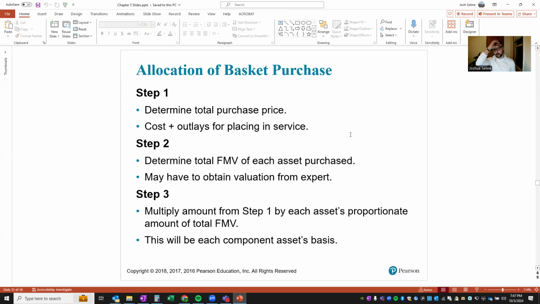So, allocation of basket purchases. Basket purchases are, I buy a plethora of stuff for $100,000. Well, what's the price of each individual item? I don't know. I bought it all for 100,000. This goes through a calculation. So, determine the total purchase price plus the costs and outlays for placing the items in service. Determine the fair market value of each asset purchased. You may have to obtain a valuation from an expert.